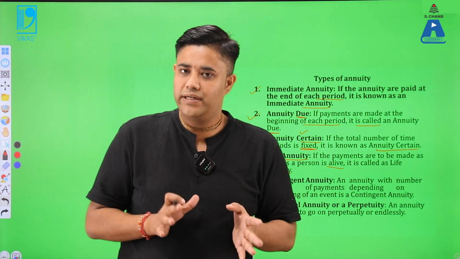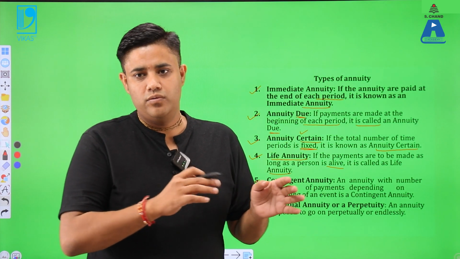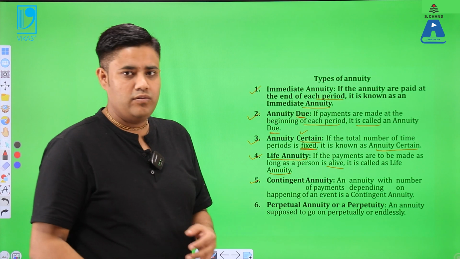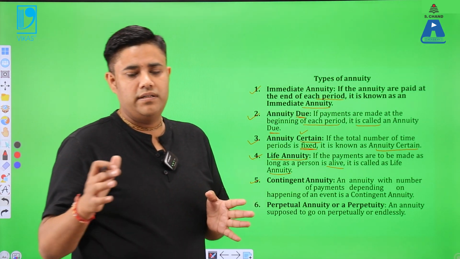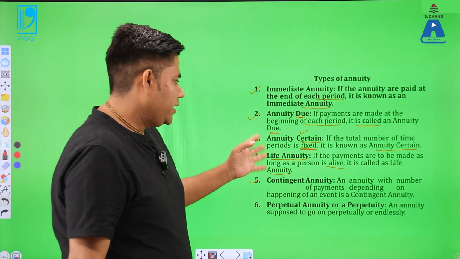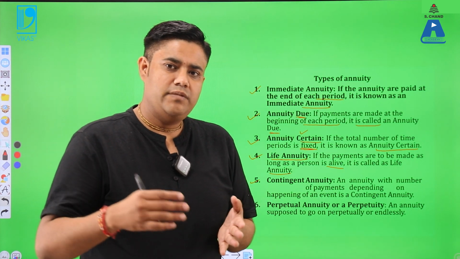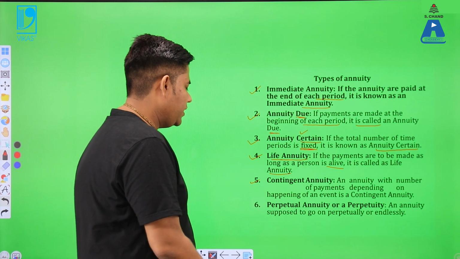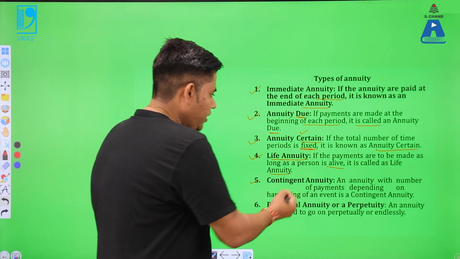Maybe a particular set in which you have to pay that person up to a certain period of time, and that maybe is linked to a plan that is being taken by a person, and that plan is linked to life insurance, or another set in which the person is paying that amount till the time the person is alive. Then you have a contingent annuity.